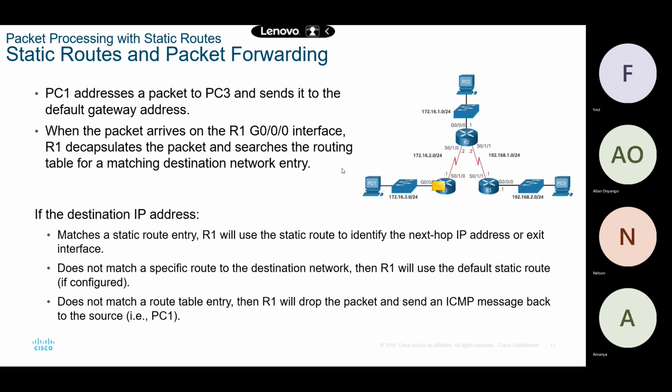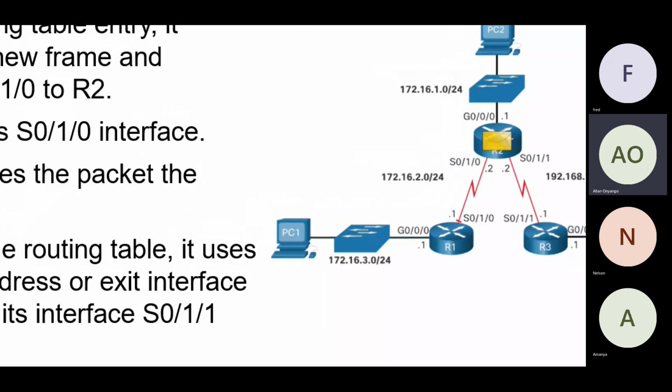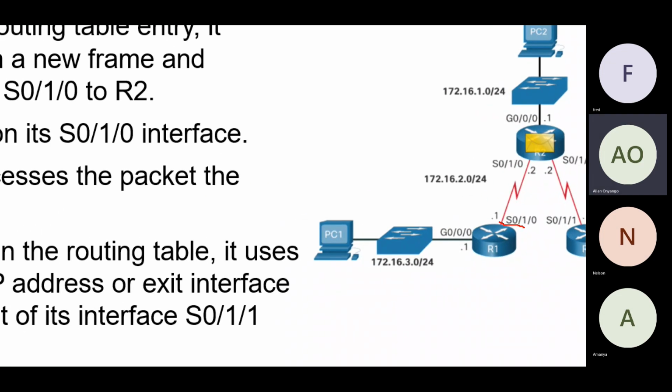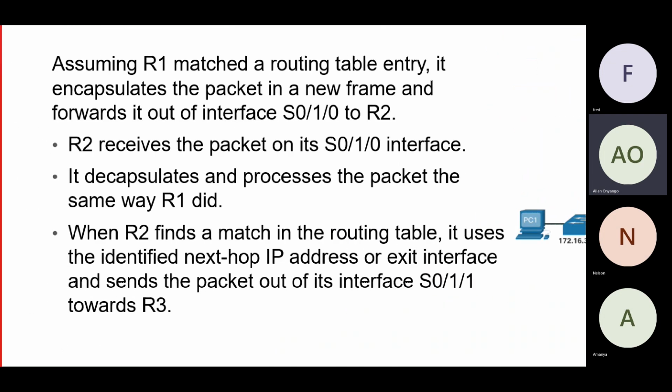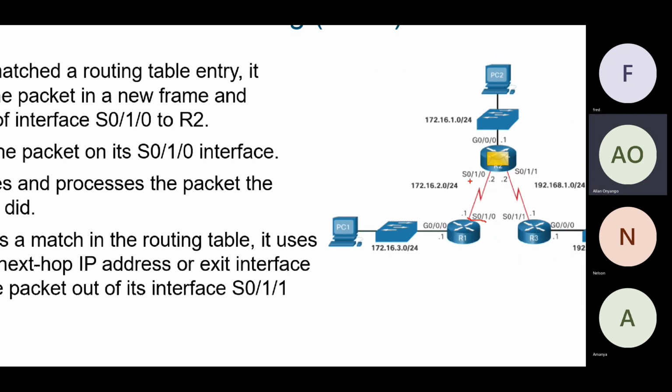It is important to note that if R1 matches a routing table entry, it will have to re-encapsulate that packet with a new frame, that means with a new MAC address, and forward it out the interface right here. It will have to forward it through the exit interface, which is serial 0/1/0. Now, R2 will receive that packet on its interface S0/1/0.